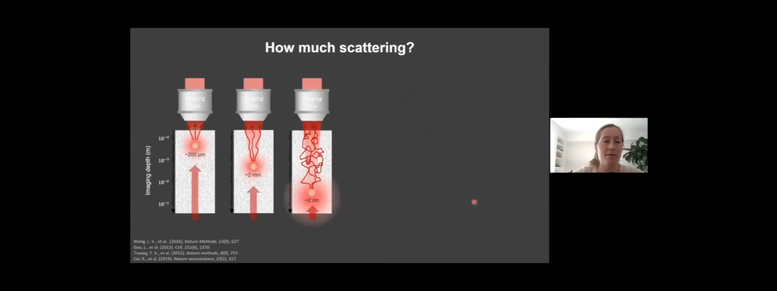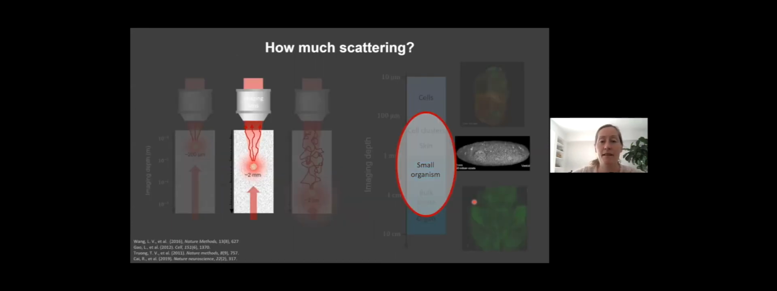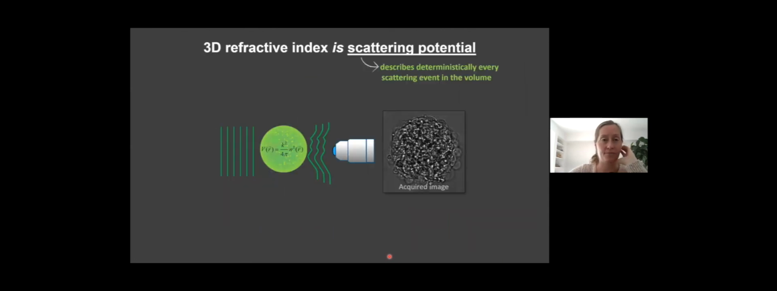And if you think about tissue, this is in the realm of looking at things like small organisms. So we can't go centimeters deep in tissue. We'll never be able to do that, too much computation. But for small organisms, we might have a chance.